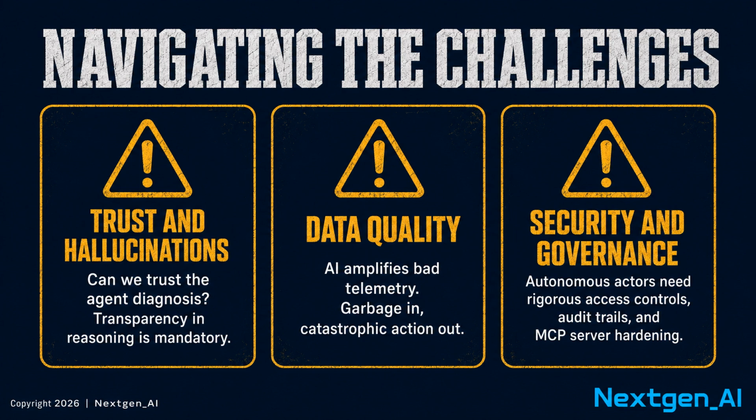This leads directly to critical data quality. An agent operating on stale Prometheus metrics, incomplete logs from Splunk, or outdated configuration from a CMDB will make flawed decisions, potentially triggering catastrophic cascading failures at machine speed, far outpacing human intervention. We must ensure robust data governance, lineage, and real-time validation.